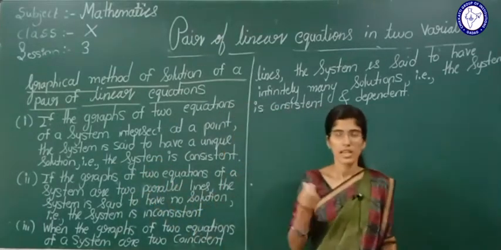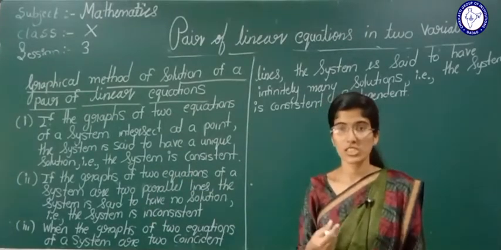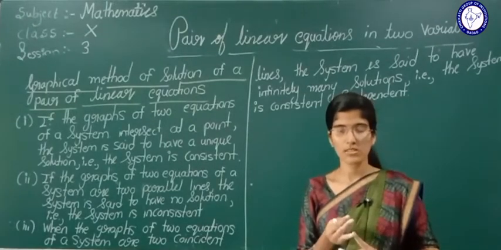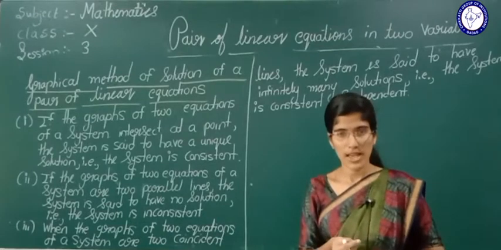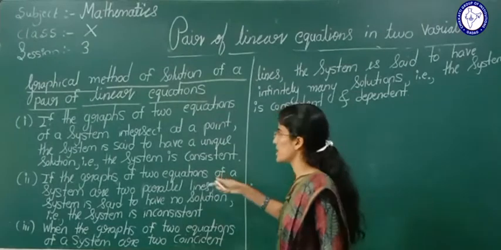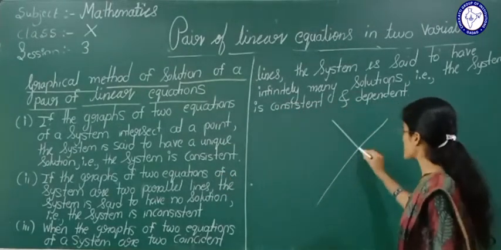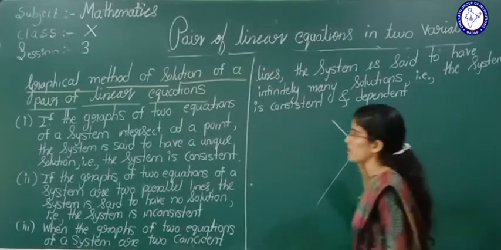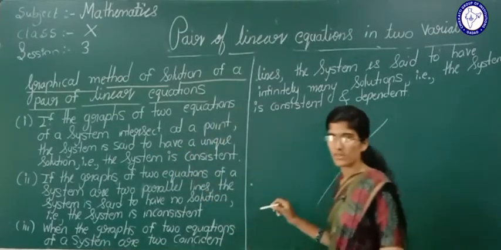When we plot the two linear equations in a graph, three situations can happen. One, the two lines will intersect. One more, the two lines are parallel, or they will coincide. The first tells that if the graphs of two equations of a system intersect at a point, the system is said to have a unique solution.